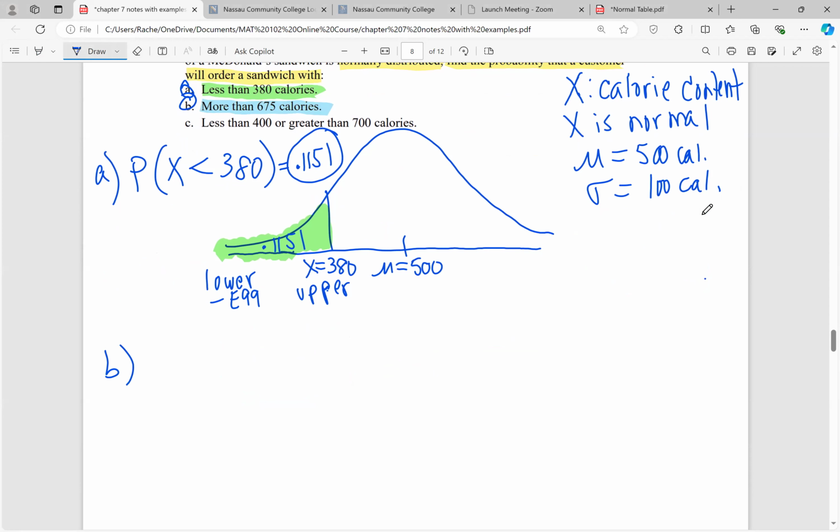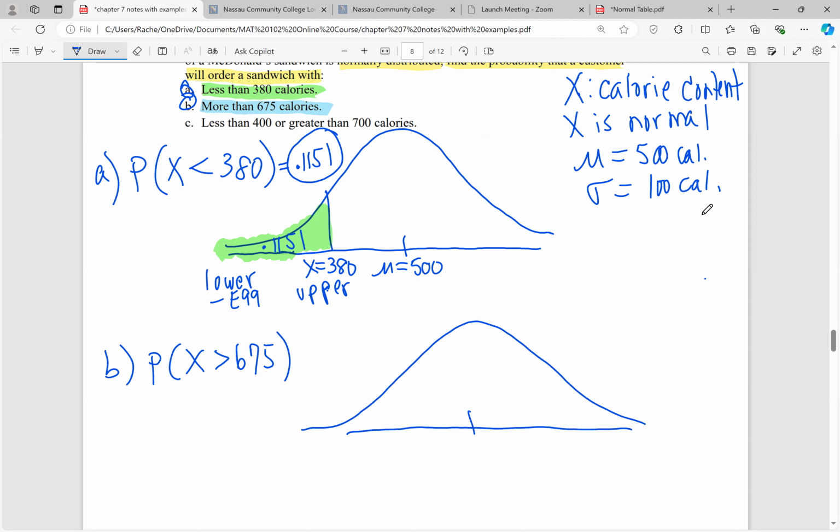So let's write that in probability notation. We want to find the probability that the amount of calories is going to be greater than 675. So we could sketch our curve. Mu equals 500 is in the center. And we want to find the area that corresponds to x being greater than 675. And 675 is to the right of 500. We want to find the probability that x is greater than 675, or the area to the right, which I just shaded.